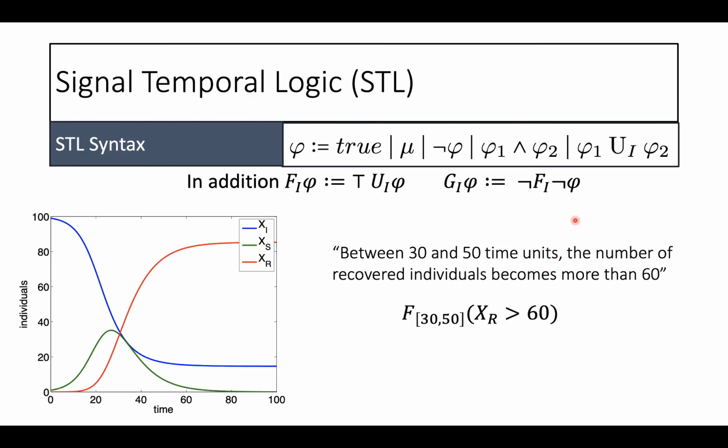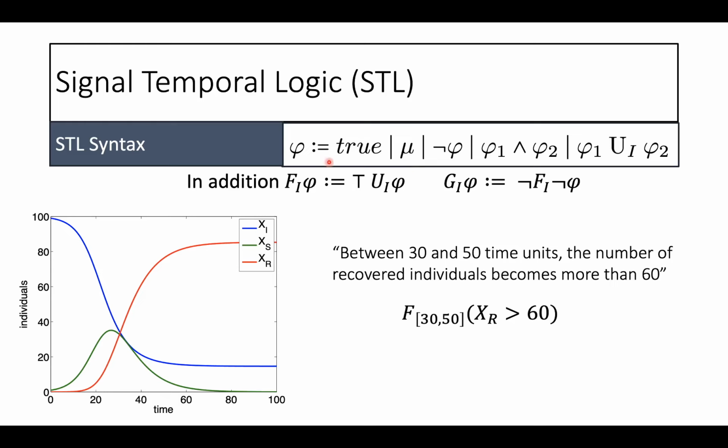A logic that is very suitable to specify and check properties over simulation of a system is the signal temporal logic. Signal temporal logic, as probably most of you will know, is a linear time temporal logic that extends the dense time semantics of the metric interval temporal logic with a set of atomic propositions. And these atomic propositions are inequalities on the variables of the system.